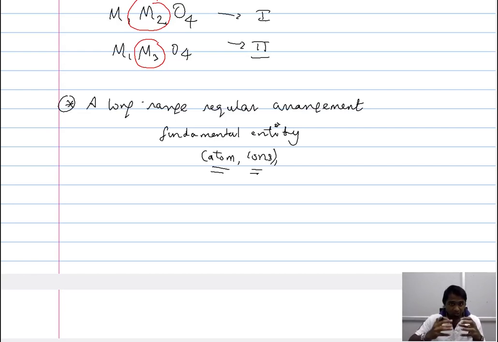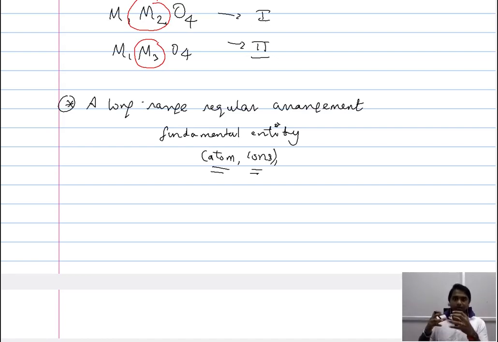They are arranged in a regular order over a very large range. So we have regular arrangement of these fundamental entities that constitute a mineral over a very long range. This is one of the distinguishing features of the minerals. When compared to other substances present on the earth crust, in minerals these fundamental entities can be atoms, they can be ions, in some cases they can also be molecules. These are arranged in a regular fashion over a very long range. So let us try to understand this particular concept here.